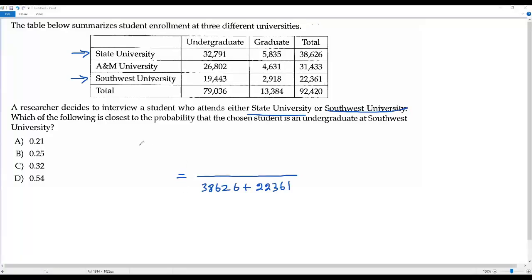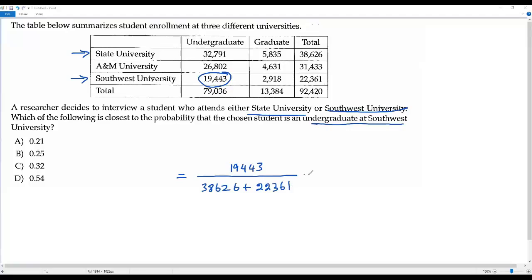Okay, now what do we have to write in the numerator? We have to write the counting in the numerator which is connected to the one for which we have to find the probability. So for what do we have to find the probability? We have to find the probability that the chosen student is an undergraduate at Southwest University. So take the counting for undergraduate at Southwest University, that is 19,443. That should be written in the numerator, because we have to find a probability for the student from Southwest University in the category undergraduate.